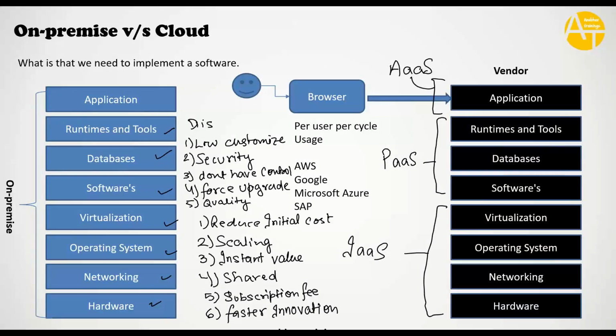Then we discussed on-premise versus cloud systems. We saw how a company implements software, what are all the different things required to implement software, and how it is different in the on-premise world versus the cloud world. In the cloud world, everything is managed by the vendor.